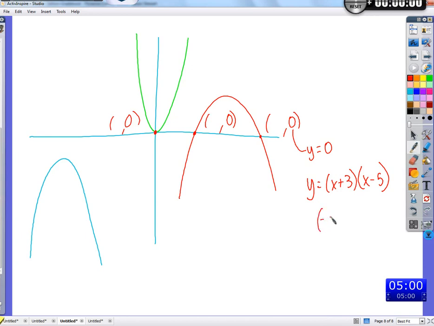Negative 3 plus 3 is 0. Negative 3 minus 5 is negative 8, but that doesn't really matter, because what's going to happen when you multiply a number by 0? It's 0. Okay, so x equals negative 3. That works.